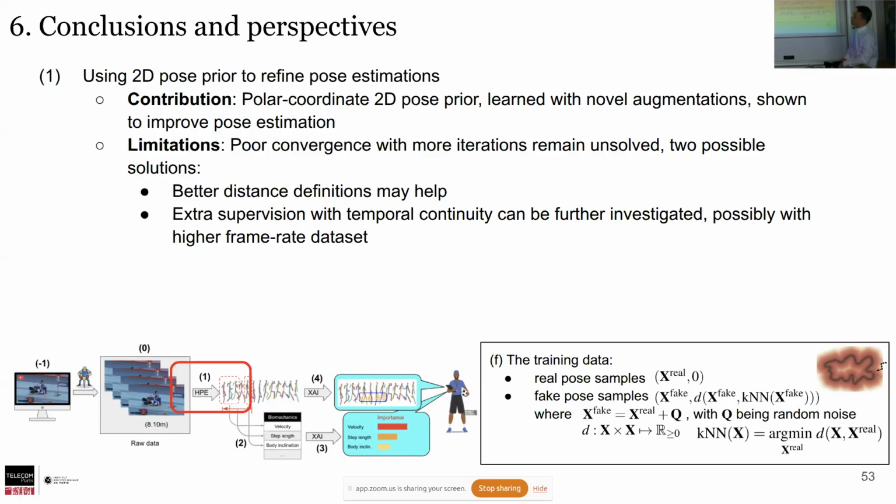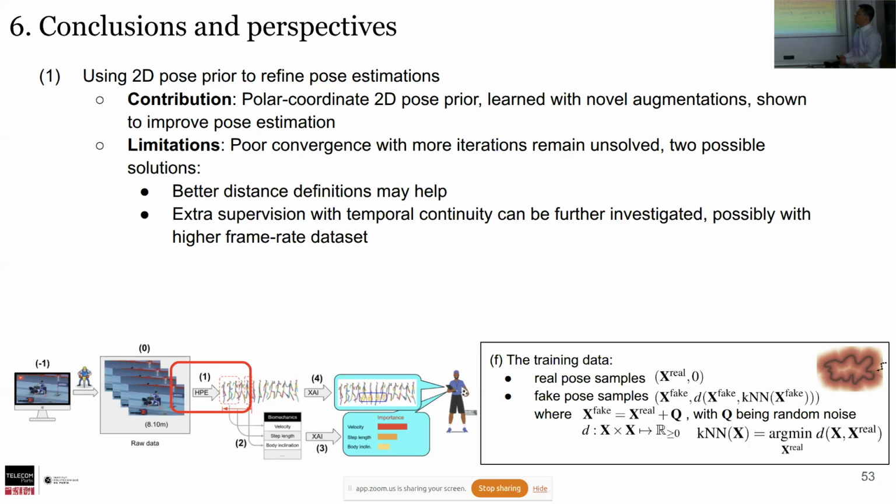There are two possible solutions to address this. The first is that we may need to find a better distance definition, because currently our distance definition will influence the manifold distance field. So a better definition of distance may reflect how truthful the distance really is for 2D poses. In that case, it may help us with the corrections.